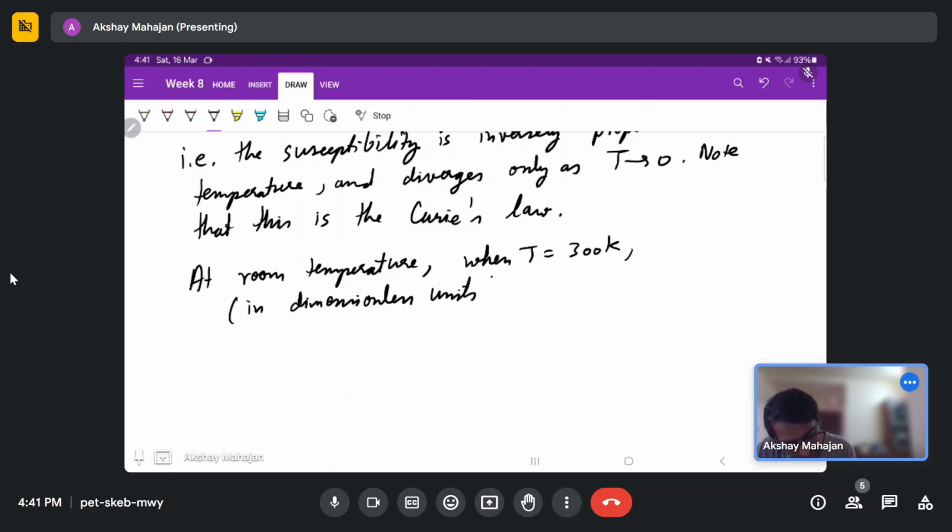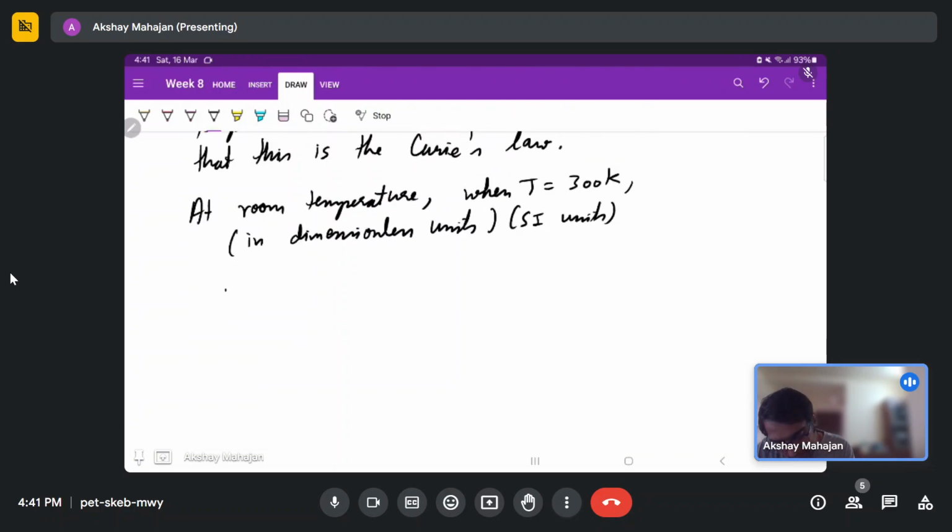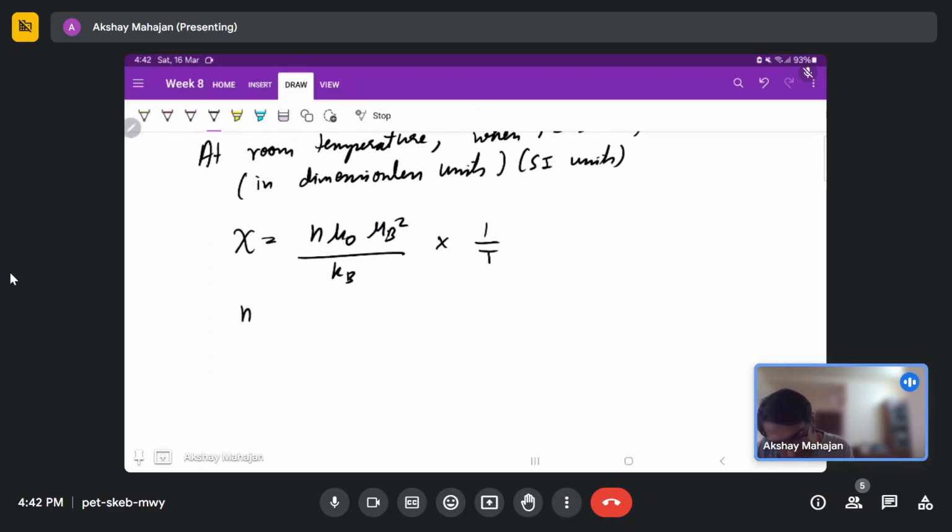Basically, these are the SI units, and to make it SI units, you have to multiply it by mu naught as well, which is the magnetic permeability of the vacuum. You have to multiply by this constant mu naught to do the calculation in SI units. Then just put in all the values which are given to you. Here n is given as 3.7 into 10 to the power 28 per meter cube.